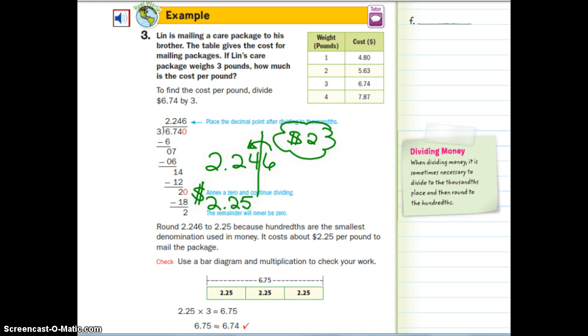So again, be very careful. Now, when you actually do the math of this, you're off by 1 penny, which is okay, because in this sense we had to round. But we know it's going to cost approximately $2.25 per pound, and our guess was $2. It looks good. Let's keep going.